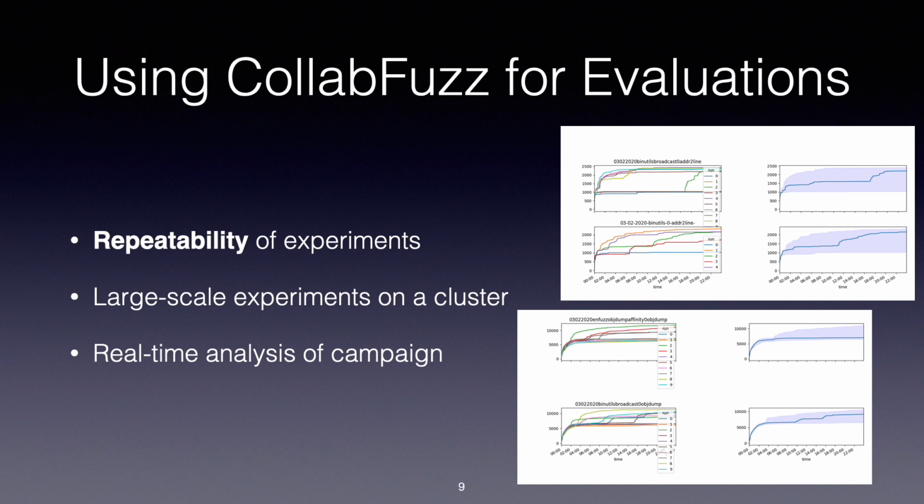It allows you to do large-scale experiments on a cluster, since the framework can hand out test cases to different fuzzers over a network connection. So you can simply have one CollabFuzz manager in your cluster, and then you run hundreds of fuzzers that are controlled by the CollabFuzz framework. And a nice thing about this is you can do real-time analysis of your fuzzing campaign. Since we have these analysis passes that can run on incoming test cases, you can visualize the current progress of your fuzzing campaign, which can be quite neat.